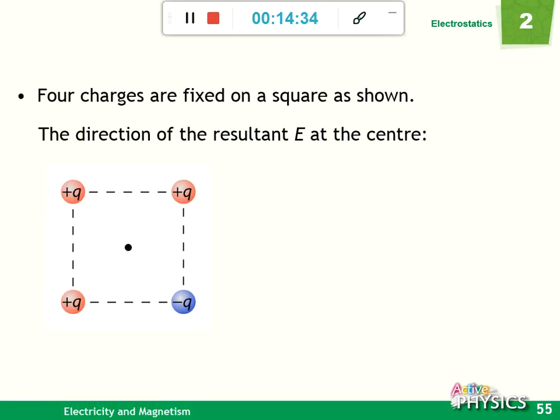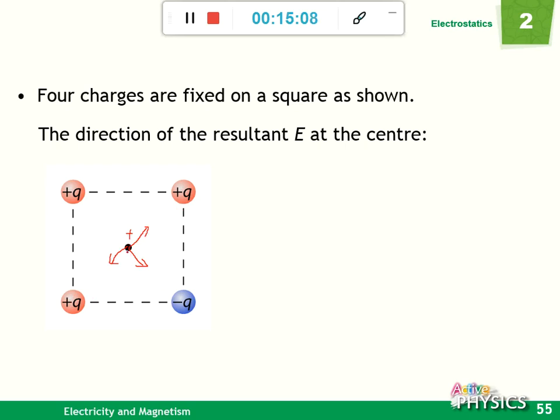Okay, next one. If we have more than 2 charges, maybe 4, then what should you do? The same method. In this part, we focus on the E field at the center. In this case, what should you do? You should focus on the forces provided by the pairs. For example, positive should be repulsive force. Positive will be repulsive force.